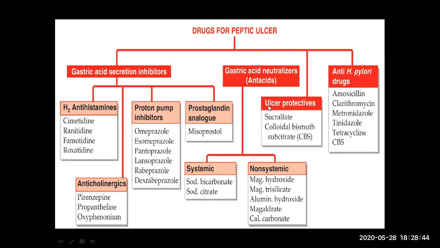The next group of drugs is ulcer protectives, where we have sucralfate and colloidal bismuth subcitrate. Sucralfate is the most commonly used drug under this group, whereas colloidal bismuth subcitrate, because it has some adverse effects like blackening of tongue, is used only in combination for the regimen used against H. pylori.